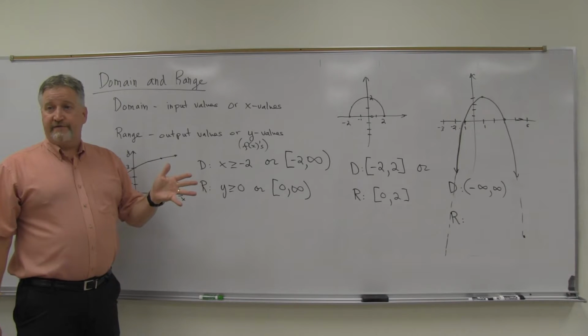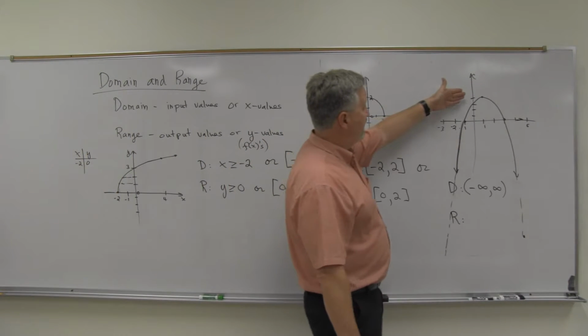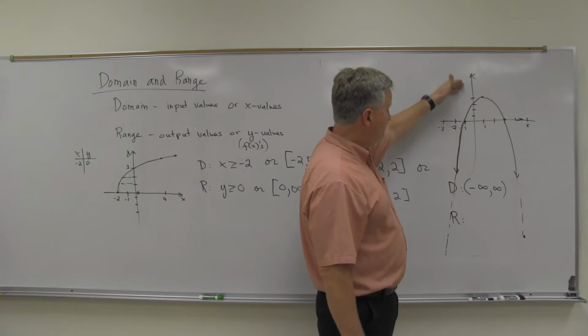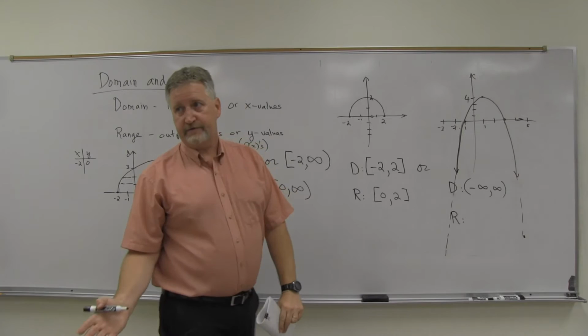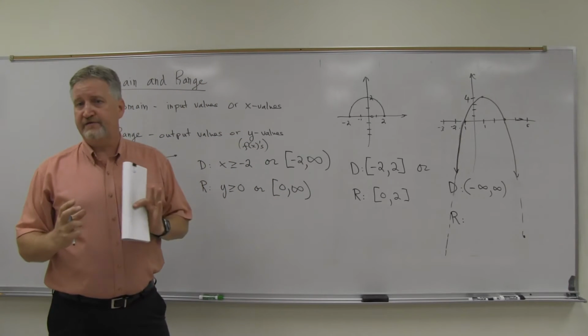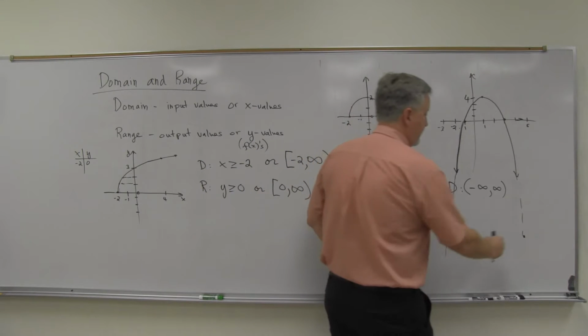Same thing for the range or different? +4 to negative infinity. Okay, so yeah, there's nothing above +4 here for the y values. So it kind of stops at +4. Is that going to be a bracket then? It's going to be a bracket on the +4.